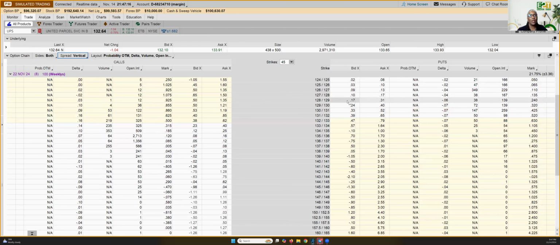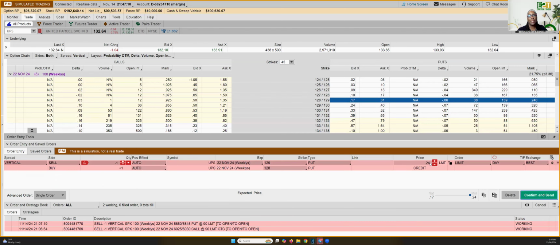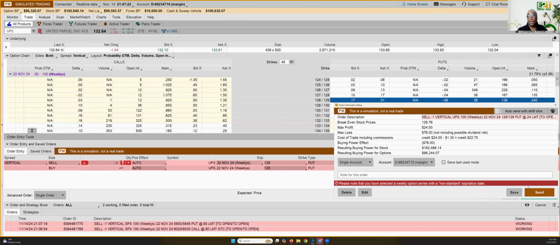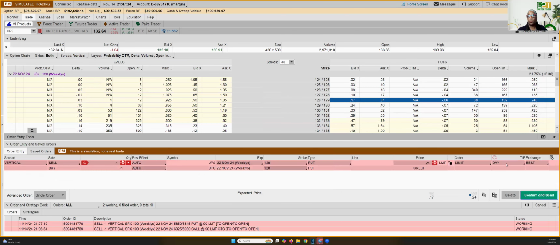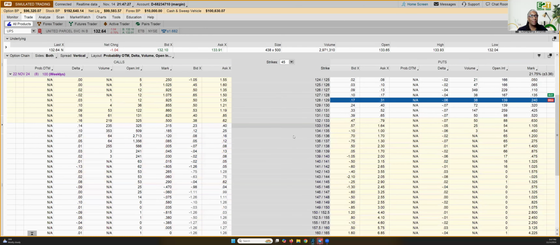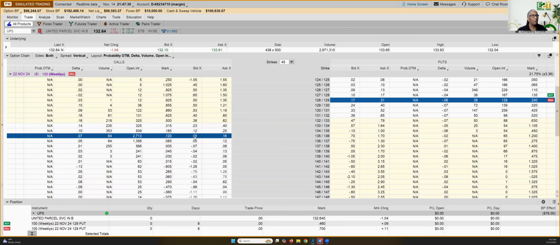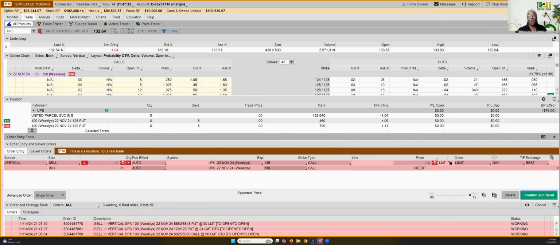A vertical 128, 129 is paying $24 for next Friday, and let me put it on good till cancel. And then 135 is paying another $12. So $30 for that spread for the iron condor. If you were going to make it into an iron condor right now, you could do that.